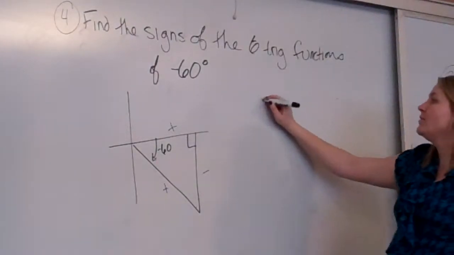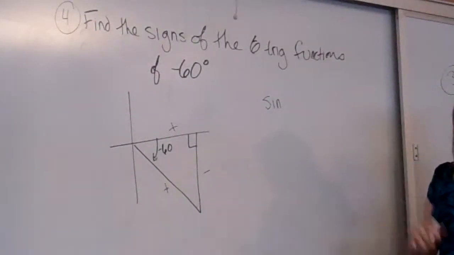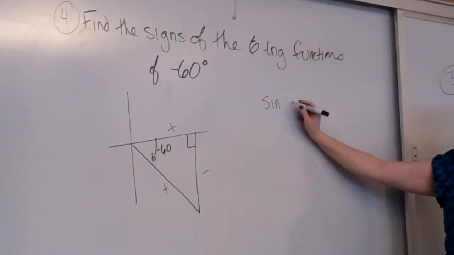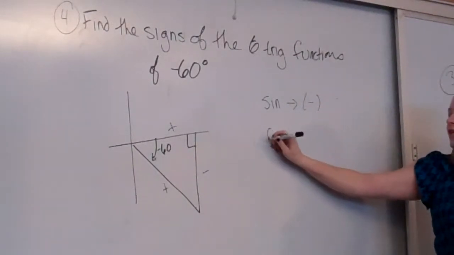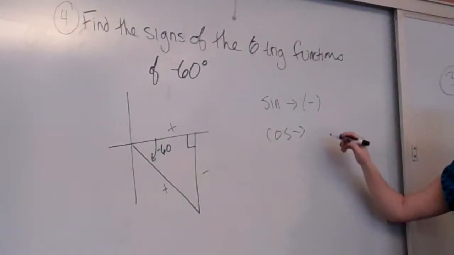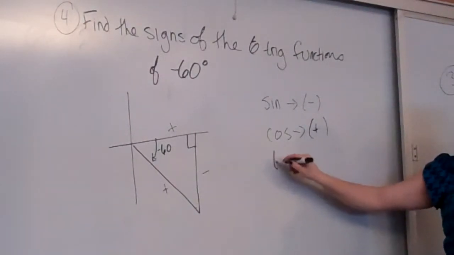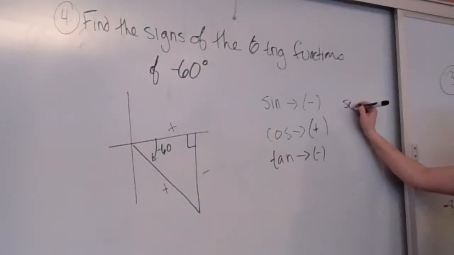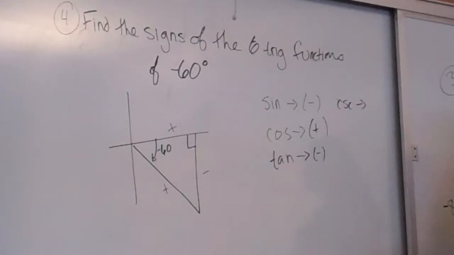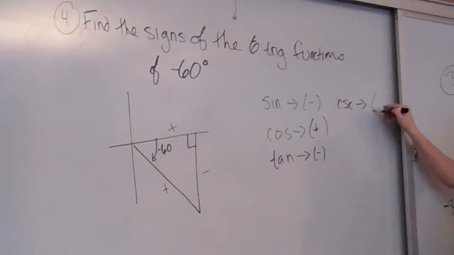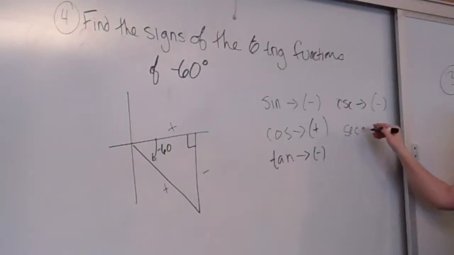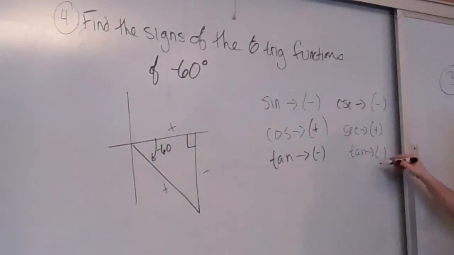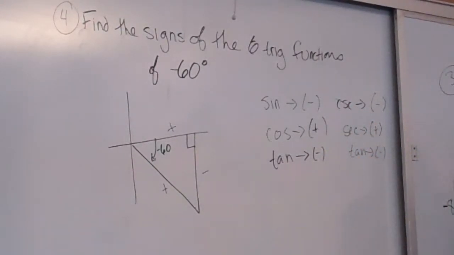So when I want to know what sine is, it's opposite over hypotenuse. So sine would be what? Negative. Cosine would be what? Positive. Tangent would be negative. Now the rest of these, cosecant is really just the reciprocal, so this should be negative. This should be positive and negative. Anyone not understand why they came up negative or positive?